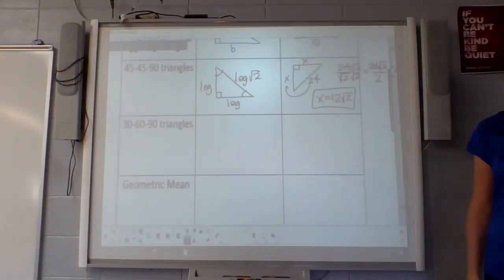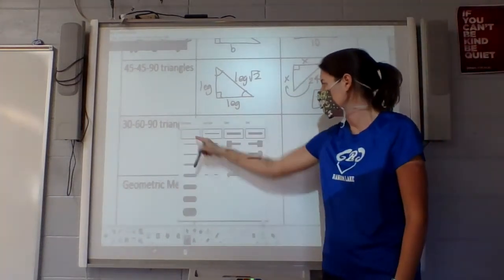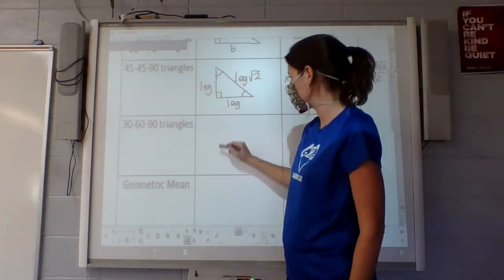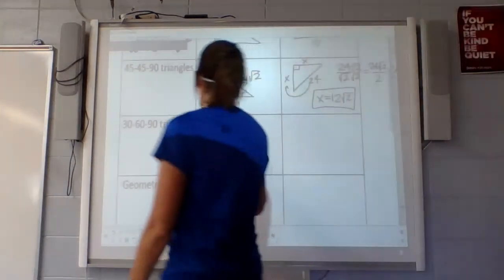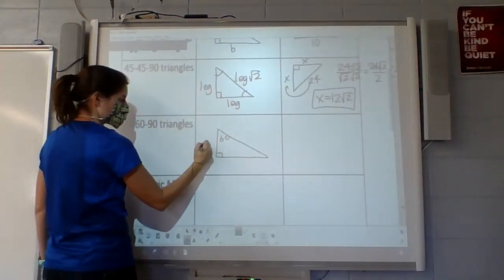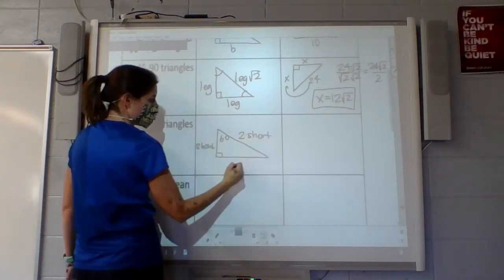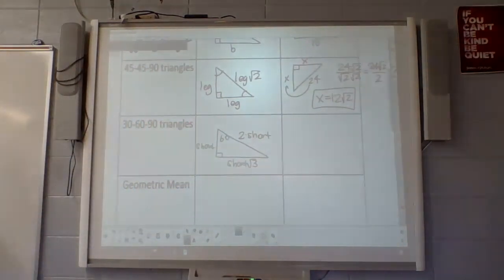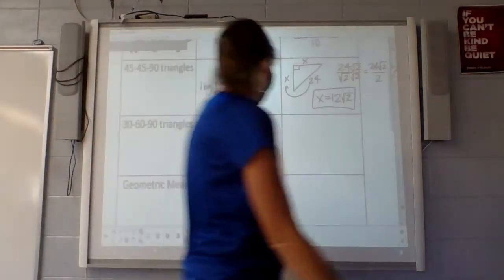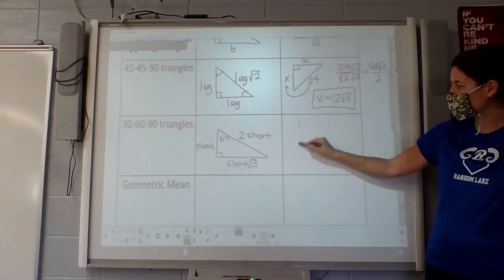So that's 45, 45, 90. Then we have 30, 60, 90. That's the other of our two rules here. So this one we have the short side. We have the hypotenuse is 2 times the short side. And then we have the short side times the square root of 3. So again, I'll show you an example of that.